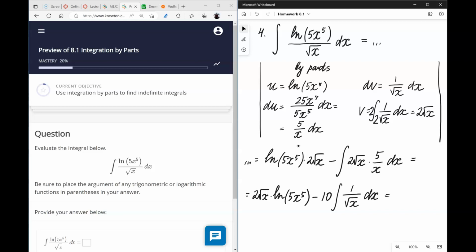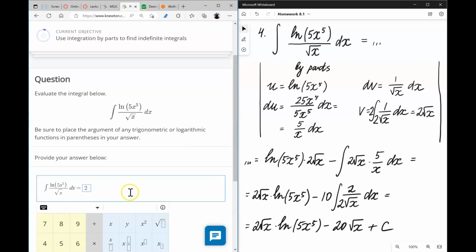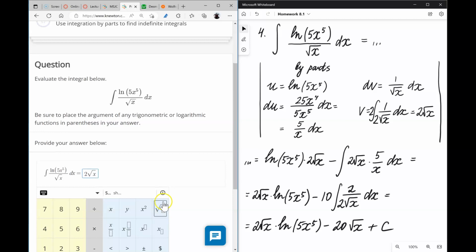Same as before, if you just notice that pattern, you can throw an extra 2 over here, an extra 2 over here to see the pattern. So it now became a very trivial integral. So it's 20 square root of x plus c. So 2 square root of x ln of 5x to the power 5 minus 20 square root of x plus c.